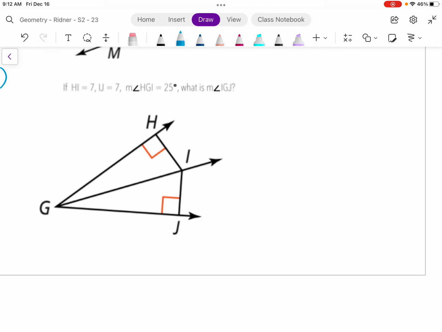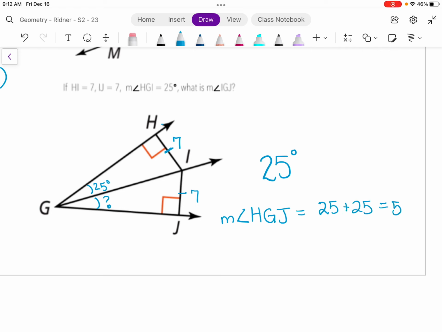All right, let's look at this one. If HI equals 7, first thing I'm going to do is actually write that number down to help me out. If IJ equals 7, oh, I know these must be equal. I know that HGI is 25 degrees. So what must IGJ be? Well, it must also be 25 degrees. What if I ask you, what is the measure of HGJ? Well, that would be the 25 plus 25, which is 50 degrees. And you are finished with your 5-1 notes.